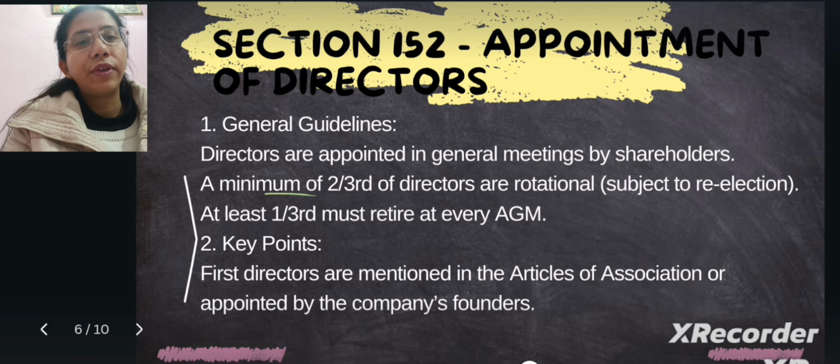Next is Section 152, which explains the appointment of directors. There are some general guidelines for the appointment of directors. Directors are appointed in a general meeting by shareholders. A minimum of two-thirds of directors are rotational, subject to re-election, and at least one third must retire at every AGM. First directors are mentioned in the articles of association or appointed by the company's founders.